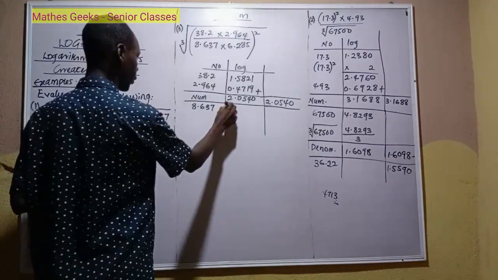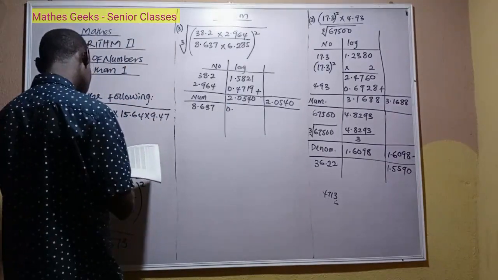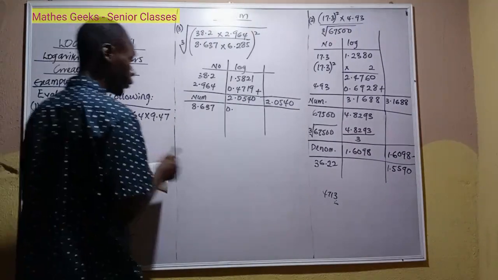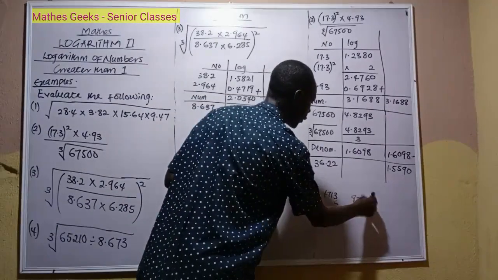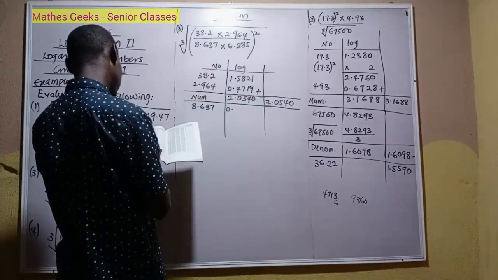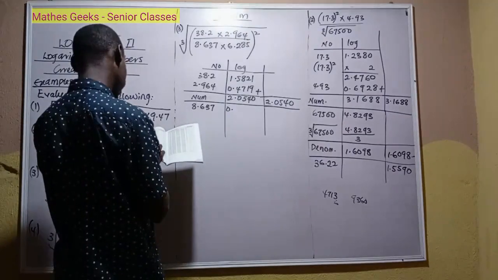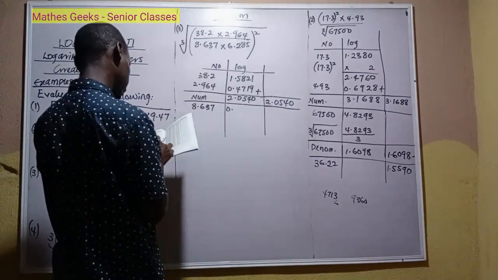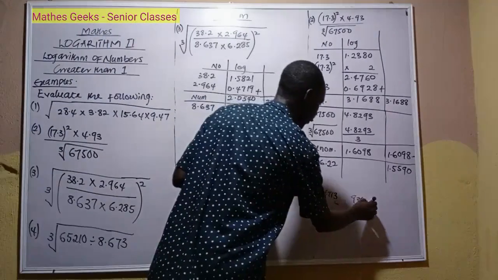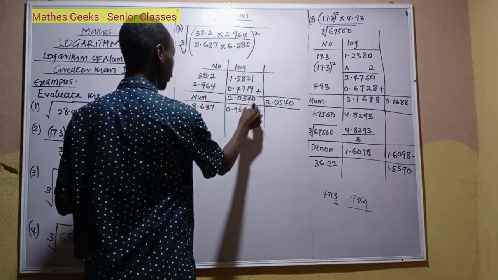8.637, 0.86 under 7. 86 under 7 will give us 9060. Difference 7, 86 under 7, difference 7 is 4. The 9064.